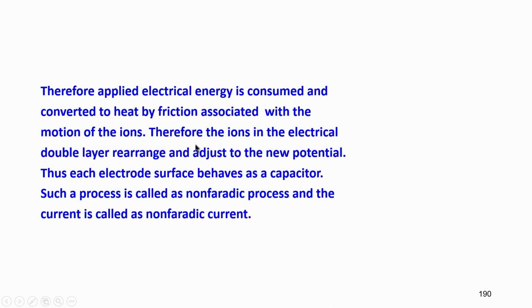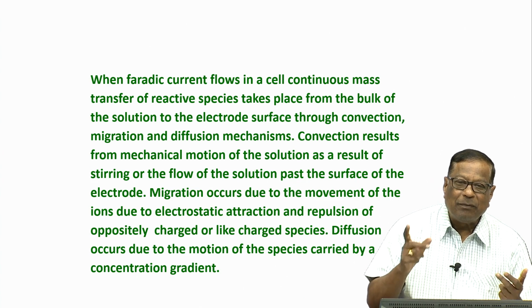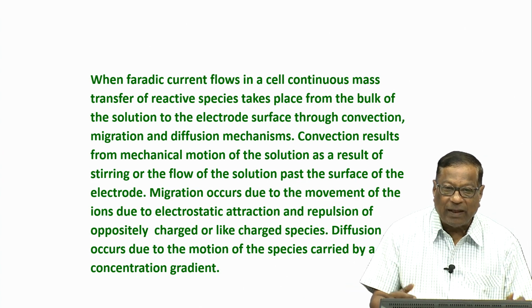Therefore, the ions in the electrical double layer rearrange and adjust to the new potential, and this new potential behaves as a capacitor. Such a process is called a non-faradaic process, and the current is called non-faradaic current. Okay. So, when Faradaic current flows in a cell, continuous mass transfer of reactive species takes place from the bulk of the solution to the electrode surface through convection, migration, and diffusion mechanisms.